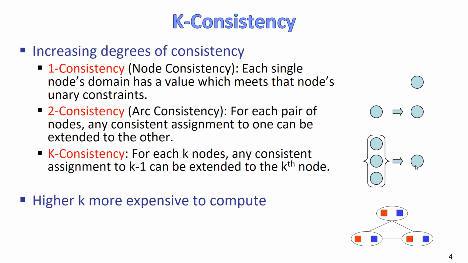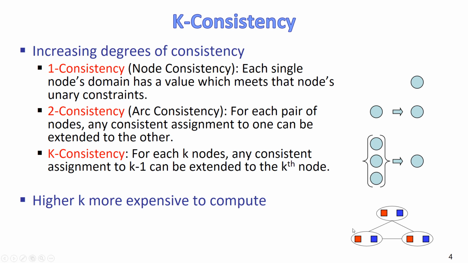It's not only about 2 nodes, which is arc consistency, which we discussed last time, but it can be a general definition. Of course, as K increases, we need to do more computation to make sure that the sets or subsets of nodes are consistent. So it's more expensive as K increases.